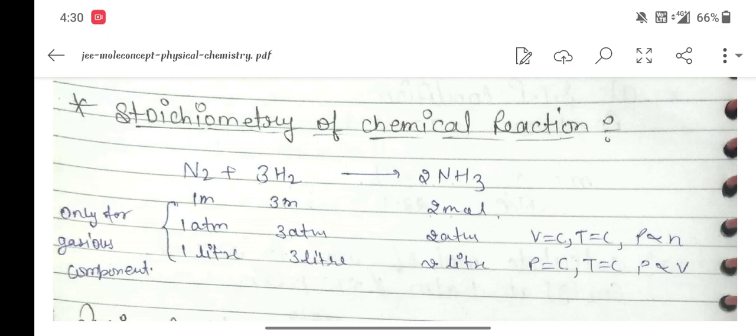So our next concept in this is the stoichiometry of chemical reaction. Here the reaction is N2 plus 3H2 gives 2NH3. So here N2 is there, and here 3H2, and 2NH3, and here 6, 3 to the 6, right? Here see, 2 and 2, 3 and 6. Yes, the reaction is correct.